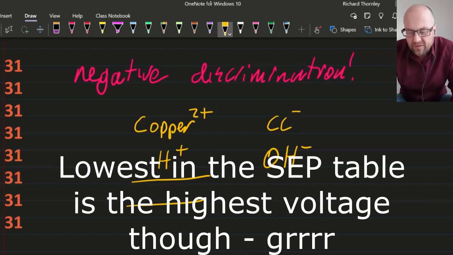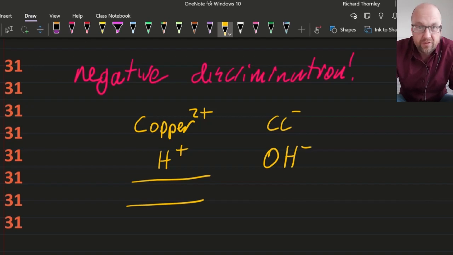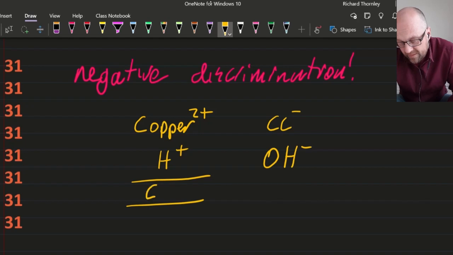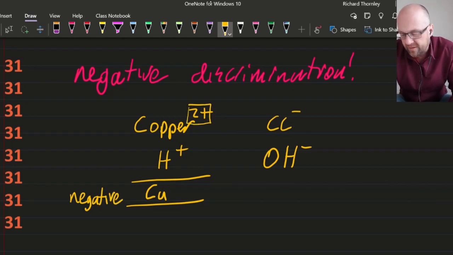So what does that mean? So what's less reactive, copper or H plus? What is lower on the reactivity series, lower on the standard electropotential? And I just know that's copper. So I know copper. Is that enough? No. So copper is going to go to the negative electrode. Copper is going to be preferentially discharged at the negative electrode because copper is 2 plus. So the negative electrode is copper. Is that enough? No, it isn't.